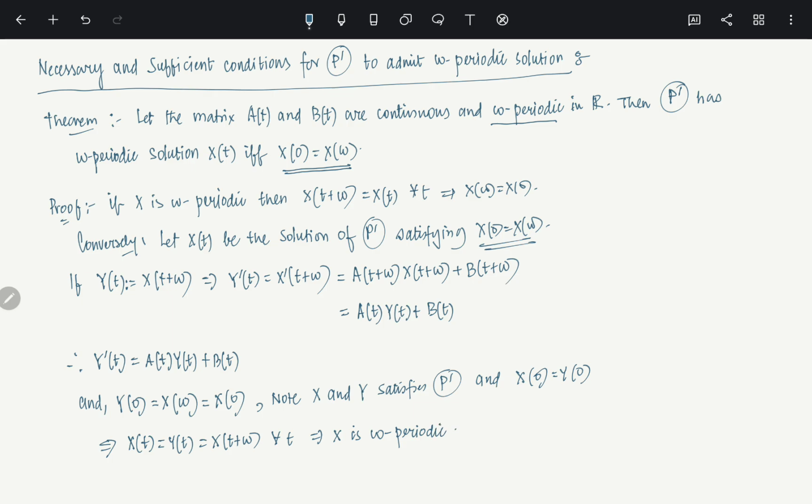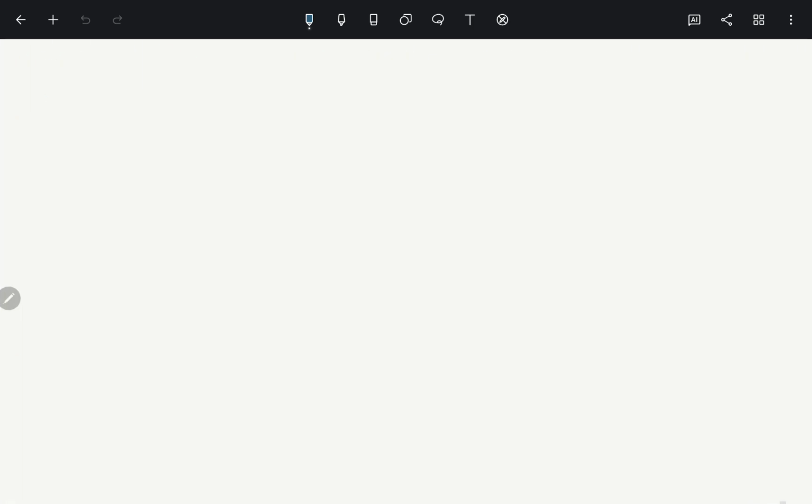Okay. So you see, you do not have to worry about periodicity. Once you have periodic coefficients, you just have to check the two points 0 and w. If x basically achieves the same value at the point 0 and w, then you have a w periodic solution. Clear? Okay. So now we are going to look at a corollary of this theorem.